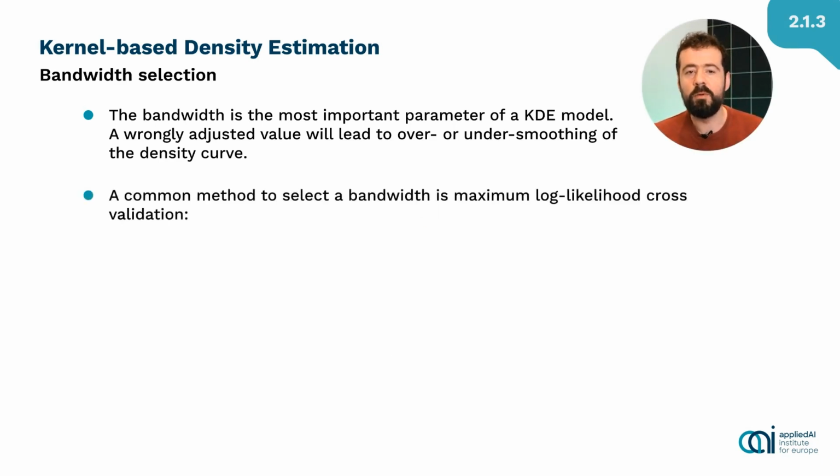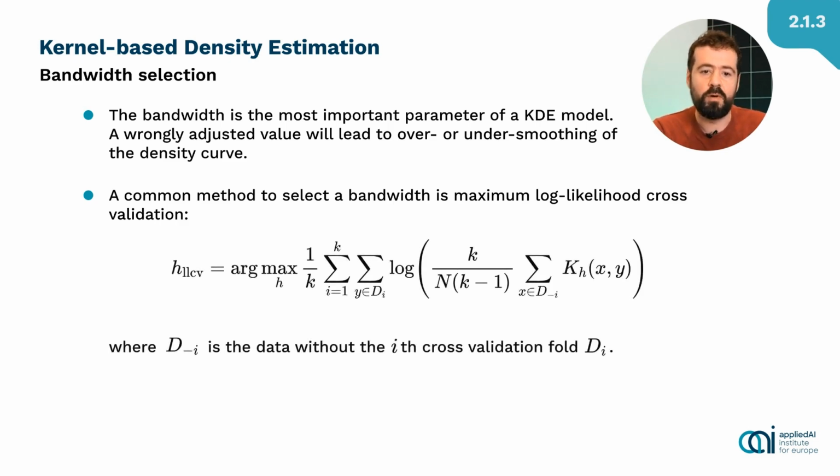A very common way of doing this is via cross-validation, and one often uses leave-one-out cross-validation in this case. So we will try to maximize the log likelihood of the left-out data by adjusting the bandwidth. The formula for this is written down here. Basically, for every point that we leave out, we compute the kernel density estimate, and then we average over that and try to choose the bandwidth that maximizes this expression.